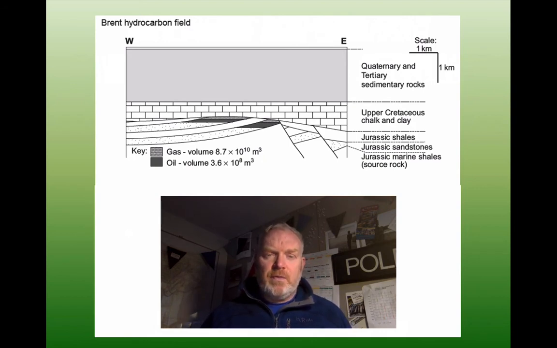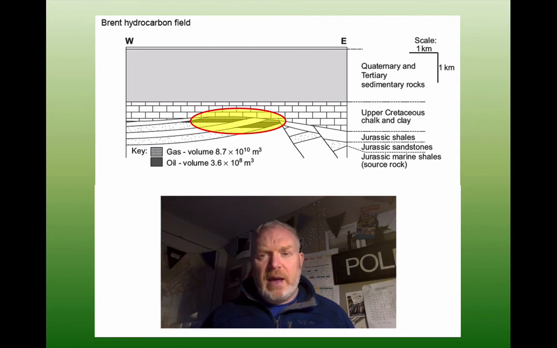You can see from this particular site, what we have here is an unconformity trap. We've got the reservoir rocks, which are Jurassic sandstones, and then a cap rock of this Upper Cretaceous chalk and clay. We can see that this site is relatively deep. These reservoir rocks are maybe 2.5 to 3 kilometers below the surface. So the chance of this stuff escaping is fairly low.